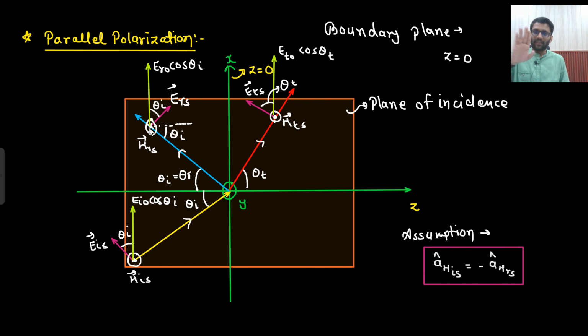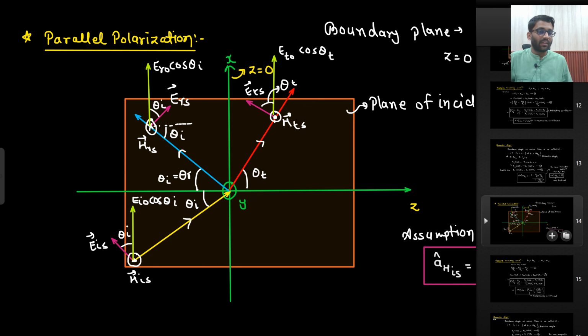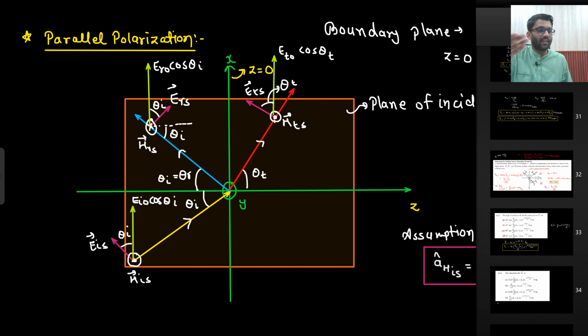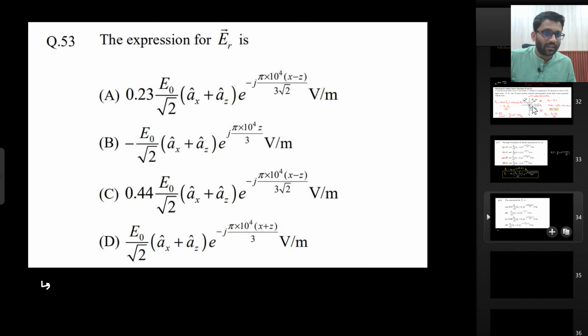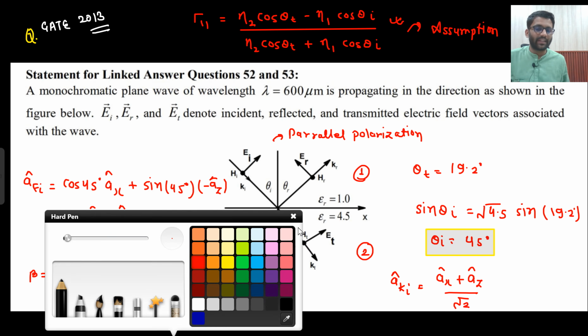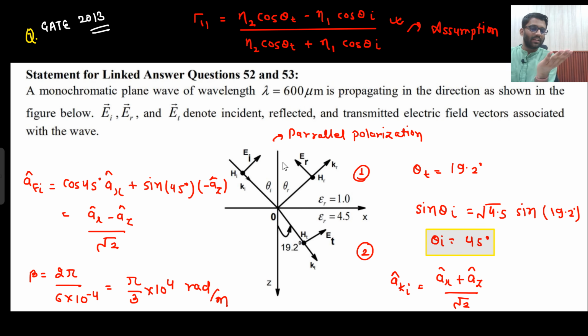If this is towards me, then this is going into the screen. But is it happening in this diagram? Because these guys have given the diagram from their own side. So let's check. This is E and this is the direction of propagation. So E cross H, H is coming outward. So this is the direction of H, and this is E. Here what is the scene? That AHI and AHR are equal here. But according to our assumption, AHI should be minus AHR.